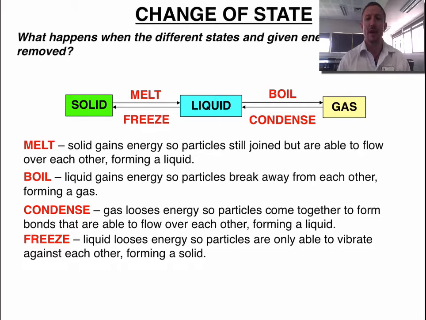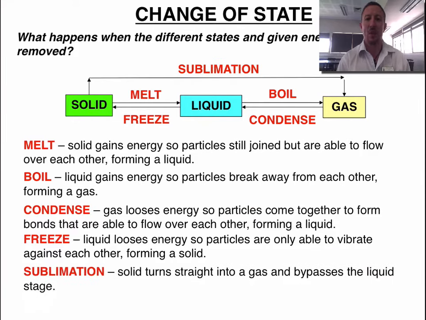Now there is one other process that can happen for states of matter, and that's where a solid can change straight into a gas. And an example of that is dry ice. You add dry ice to water, it starts as a solid and it goes straight into a gas. It's the sort of thing they used to use to make fog in the theatre. Now, this process is called sublimation. And what this means is that the energy is so great that the material of the solid bypasses the liquid stage and goes straight into a gas stage.